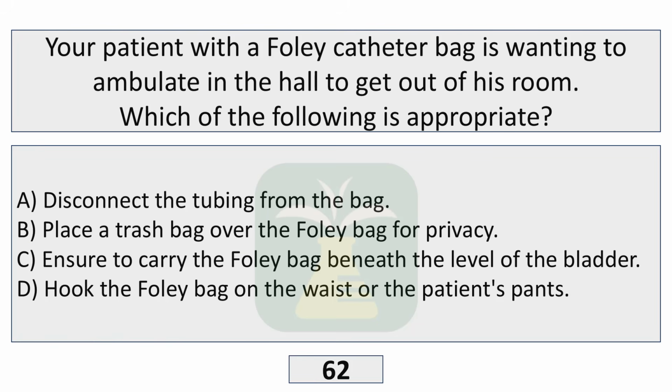Your patient with a Foley catheter bag is wanting to ambulate in the hall to get out of his room. Which of the following is appropriate? A. Disconnect the tubing from the bag. B. Place a trash bag over the Foley bag for privacy. C. Ensure to carry the Foley bag beneath the level of the bladder. D. Hook the Foley bag on the waist of the patient's pants.